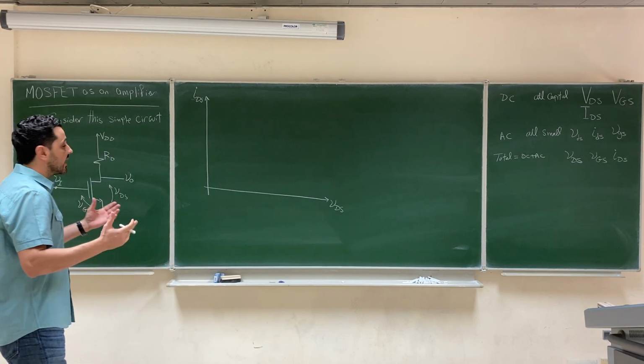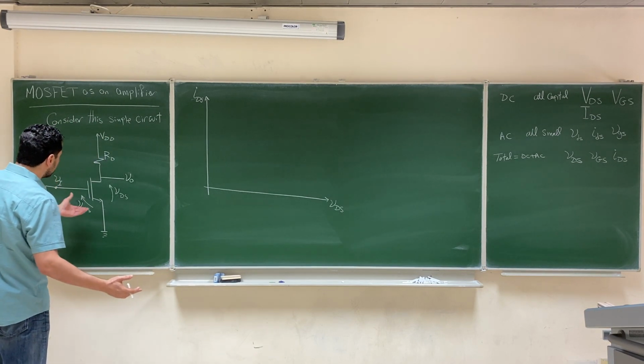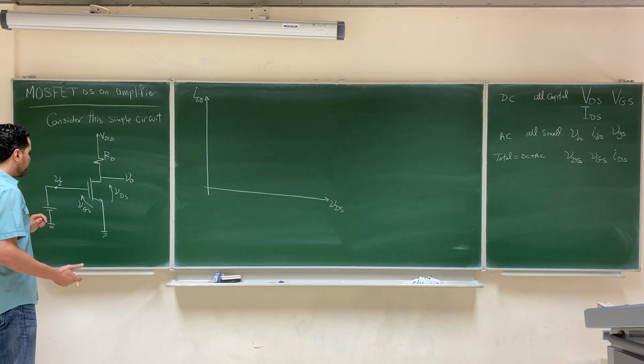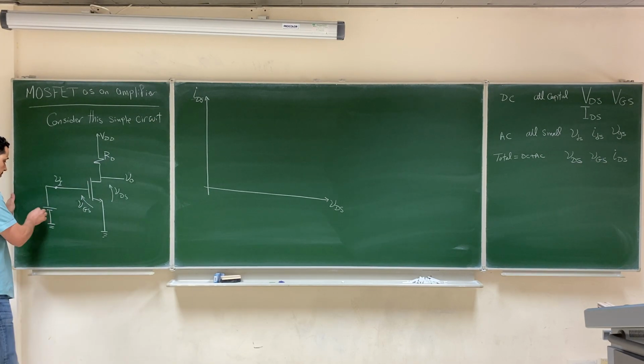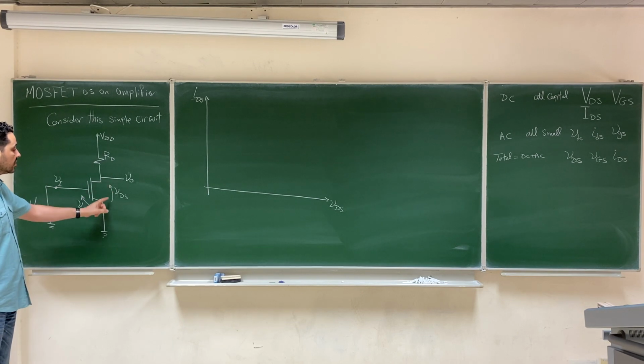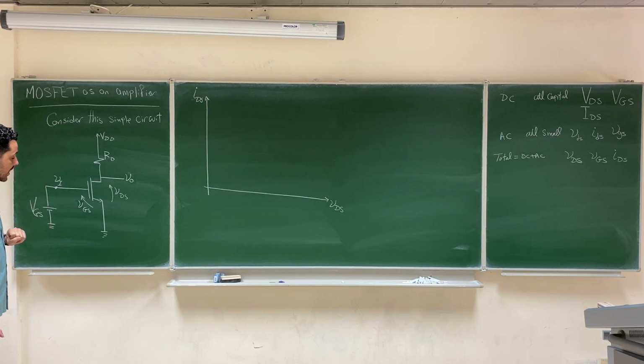So in order to graphically explain how the MOSFET can work as an amplifier, let's consider a very simple circuit which consists of an enhancement NMOS transistor, a resistor, and supply VDD, and then we connect a DC voltage, let's call it capital V GS, to the gate of the transistor. The source of the transistor is connected to the ground, and this is considered as our input, and the output of this circuit is taken at the drain.